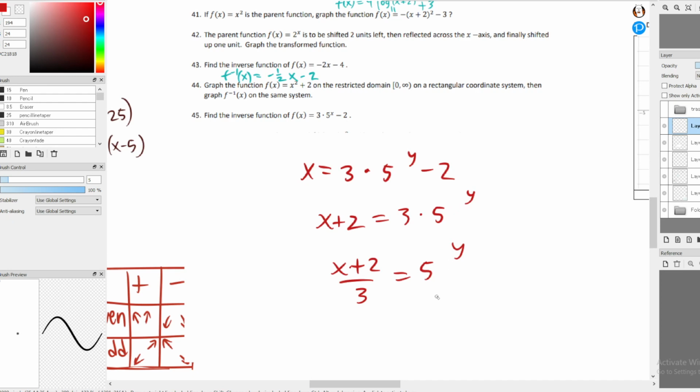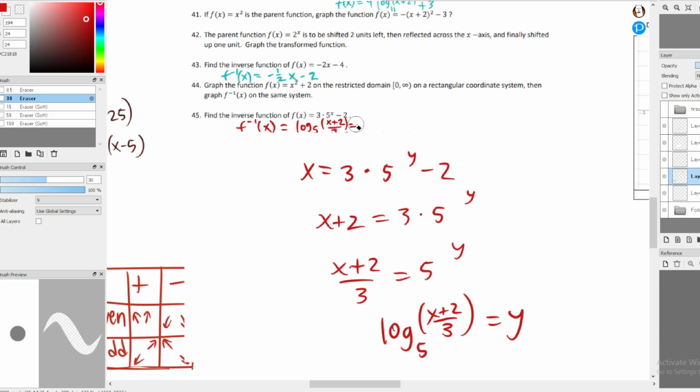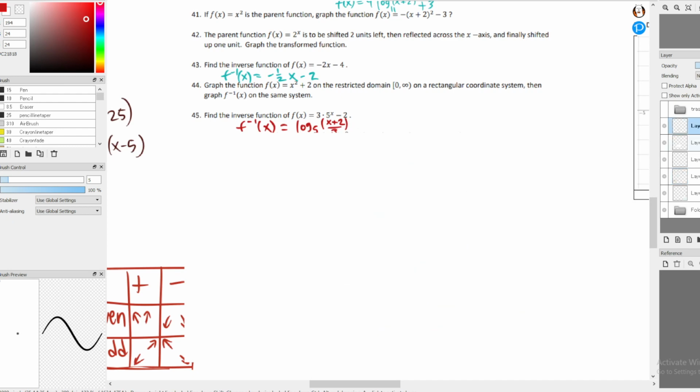And then now we need a logarithmic form. We have log base 5 of x plus 2 over 3 equals y. And so our inverse function will be f to the negative 1 of x is equal to log base 5 of x plus 2 over 3. Well, we did that. We just moved it to the front. That is your answer for 45. You just need to know your logarithmic functions.